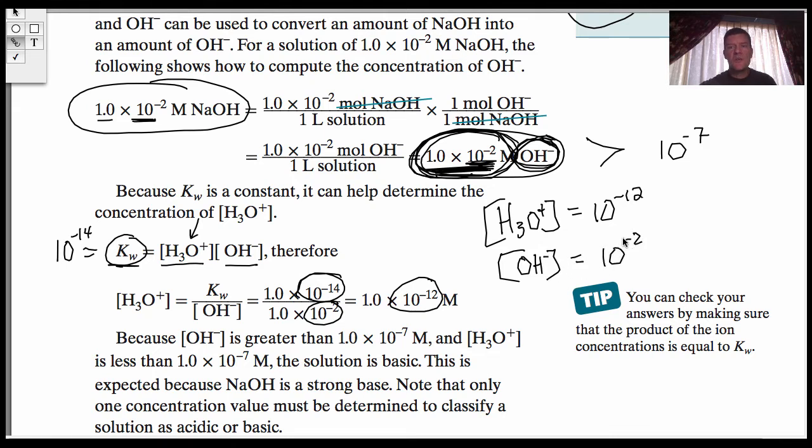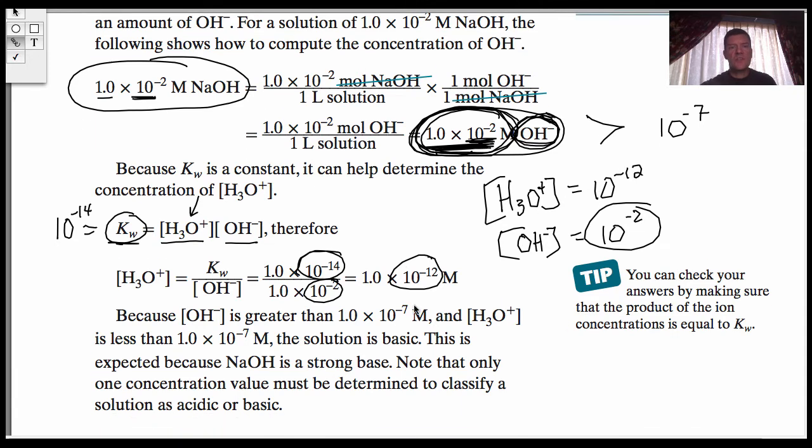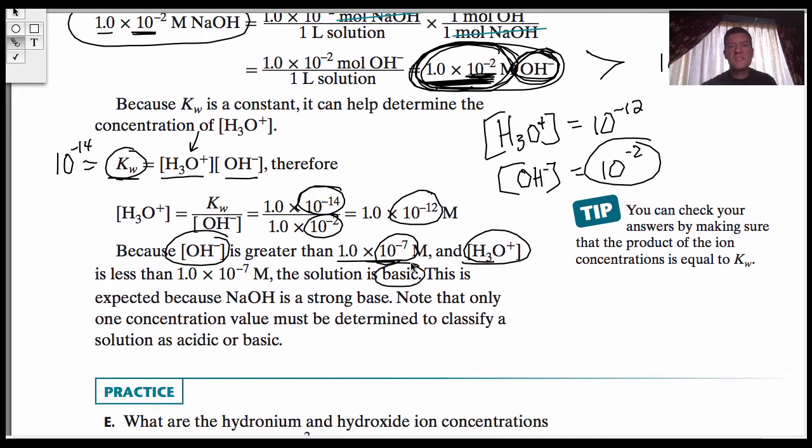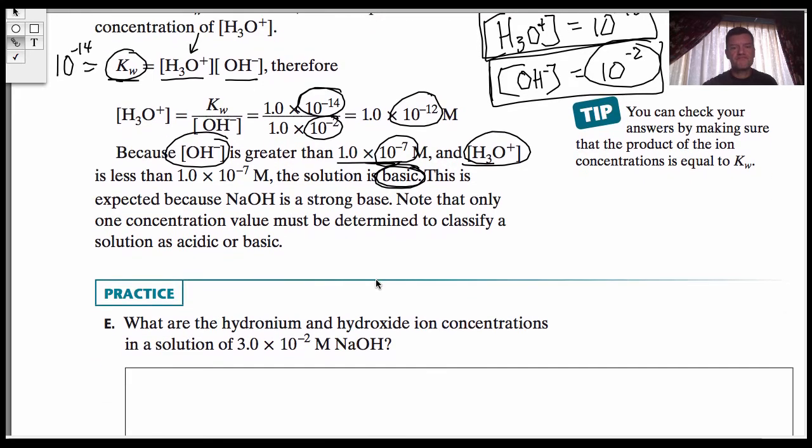Well, 10 to the negative 2 is much bigger than 10 to the negative 12. So the hydroxide ion concentration is greater than 10 to the negative 7, also much bigger than the hydronium ion concentration. And so this is a basic solution. The hydroxide ion concentration is greater than the hydronium. It is basic. It is a basic solution. Okay?